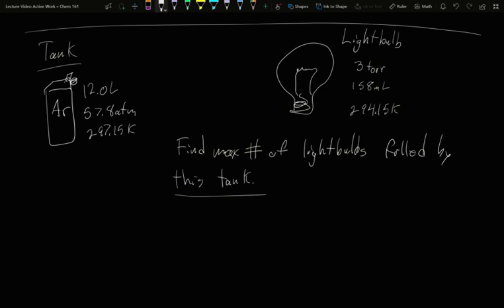So go ahead and pause. Try to determine how many light bulbs we could fill with this much argon from this tank, and then come on back.